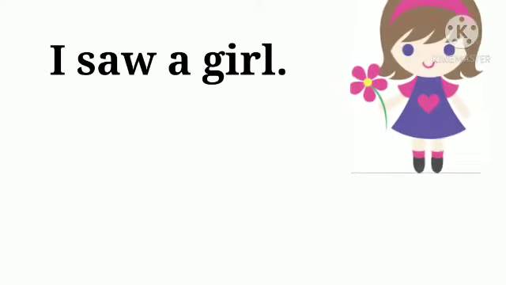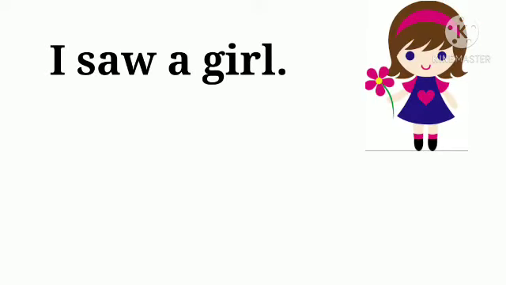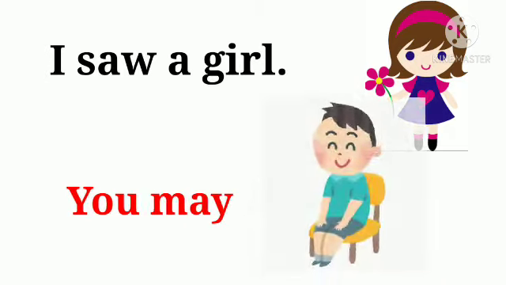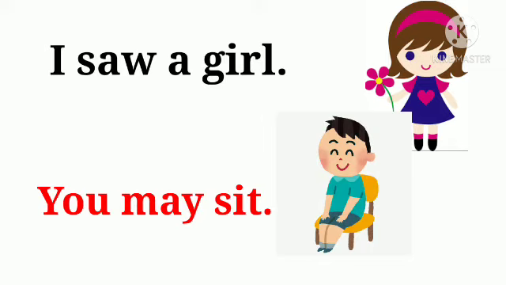For example, I saw a girl. Here, I is the subject and saw is the verb. And the whole sentence is giving a complete thought by itself. So, it's an independent clause. Let's have one more example. You may sit. Here, you is the subject and sit is the verb. And the whole sentence is giving a complete thought by itself. So, it's an independent clause.